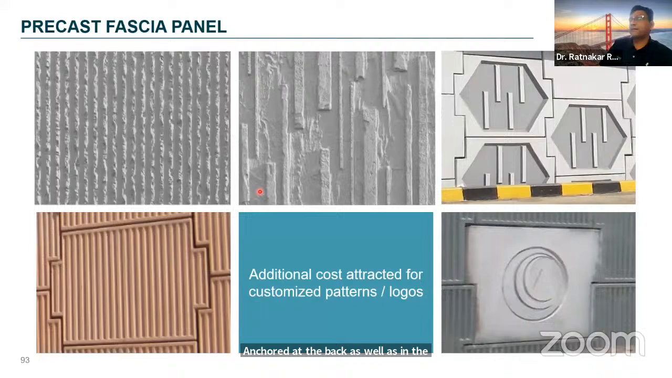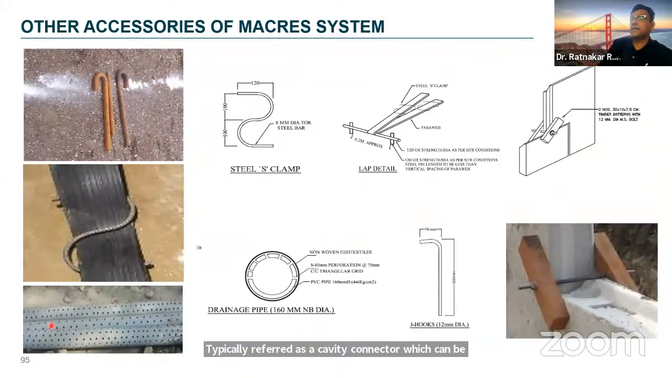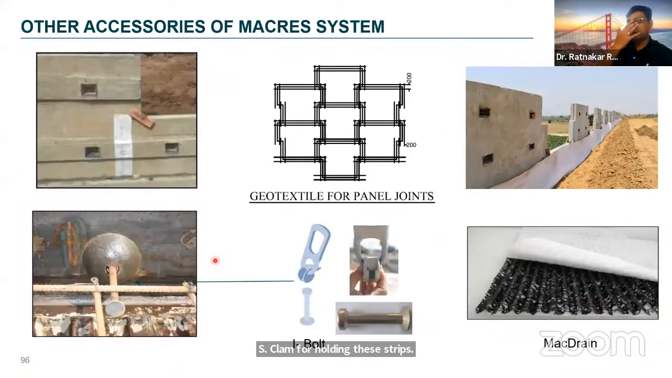The panels can have various aesthetic finish, can be different shapes, different looks. They can be customized. Usually these polymeric strips are connected to the fascia with the help of the box, typically referred to as a cavity connector, which can be light and heavy based on the tensile strength of the strip being attached, and it requires different accessories like S-clamp for holding these strips, J-hooks, the wooden clamps. I'm just showing you some accessories.